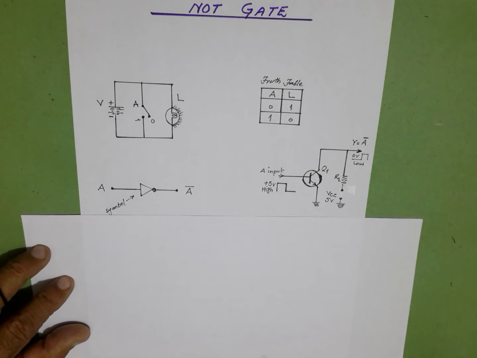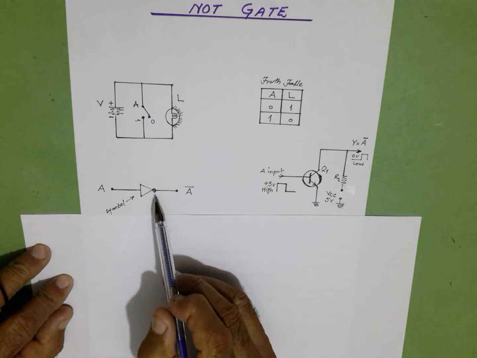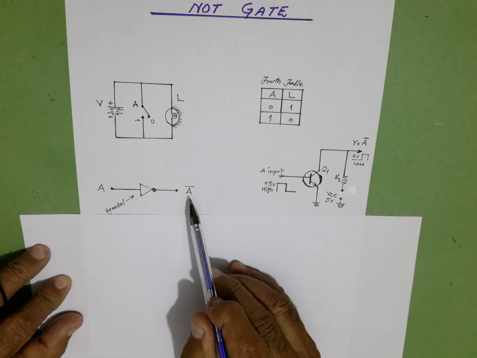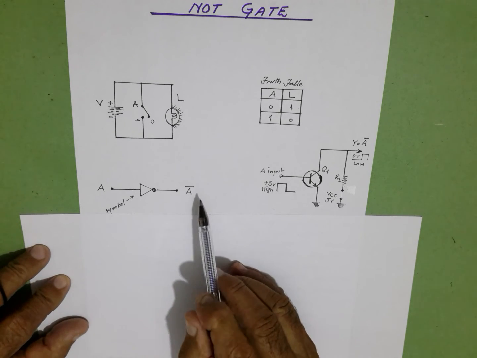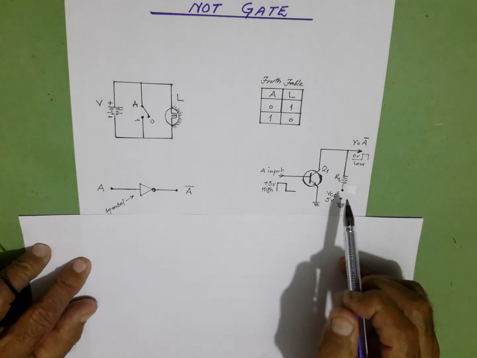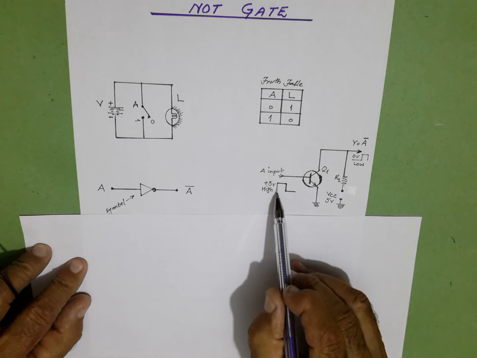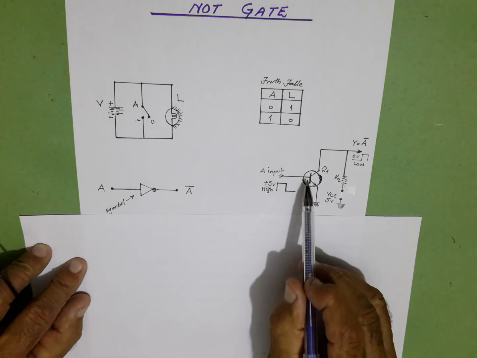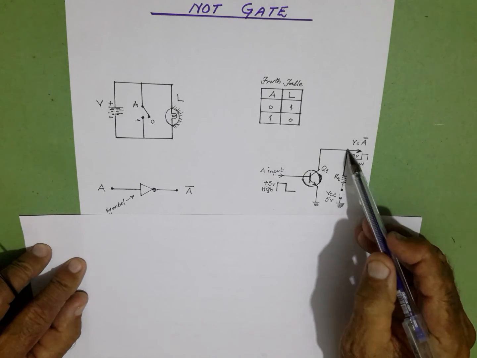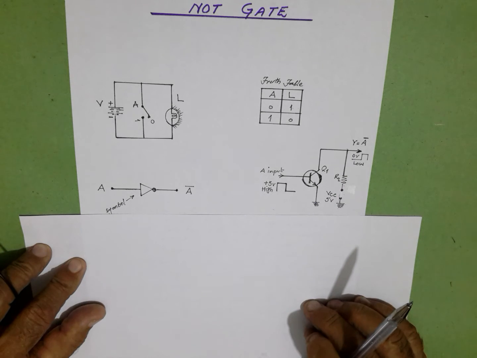The symbol is a triangle or an amplifier with a bubble at the output. A is the input, not A is the output, and is a complement of A. This is a CE amplifier, common emitter amplifier. When we give a positive 5 volt, a logic 1 voltage, it is forward biased. The positive VCC is shorted to ground via the conducting transistor Q1.